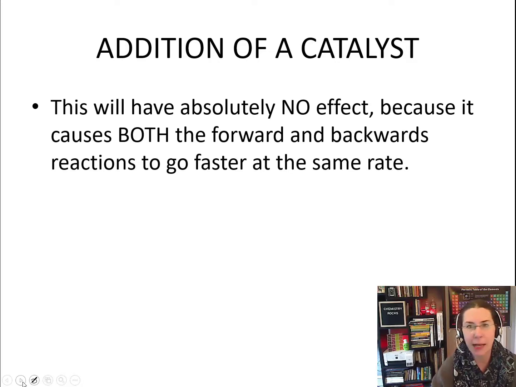So what happens when we add a catalyst? Well, we know that catalysts speed up reactions, but a catalyst will have absolutely no effect here because it causes both the forward and the backward reaction to go faster at the same rate. So adding a catalyst will not make an equation shift one way or the other. It's only going to make what it would already do happen a little faster.